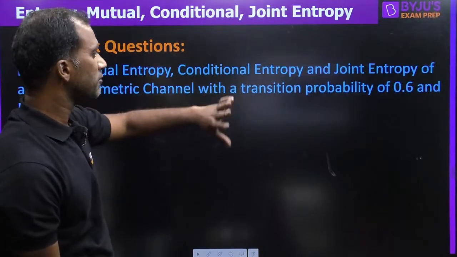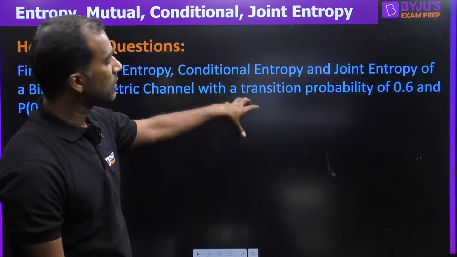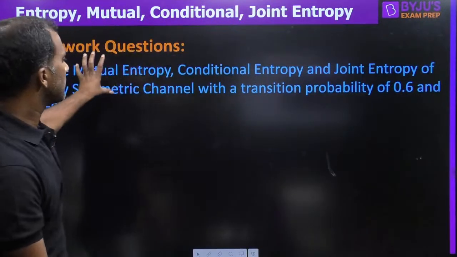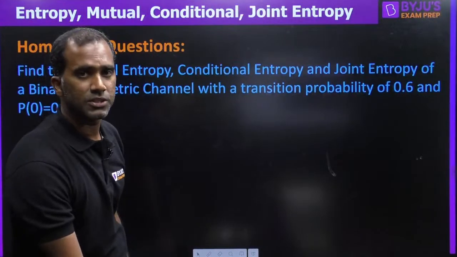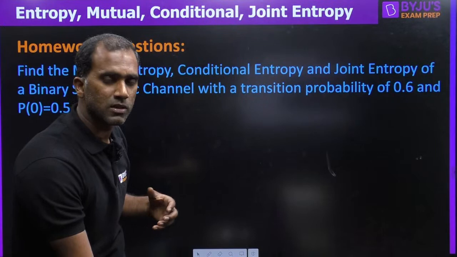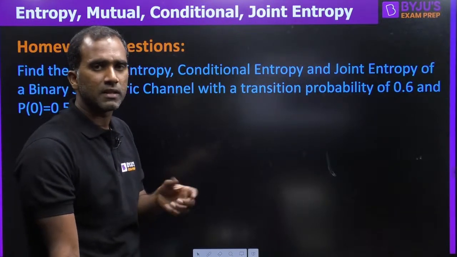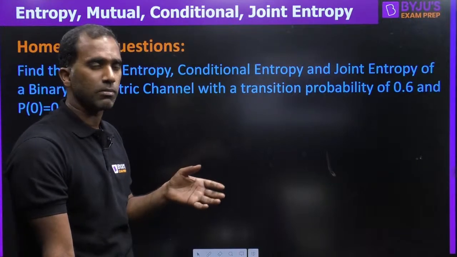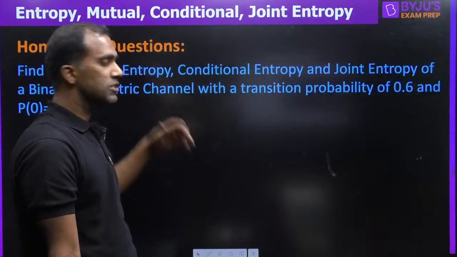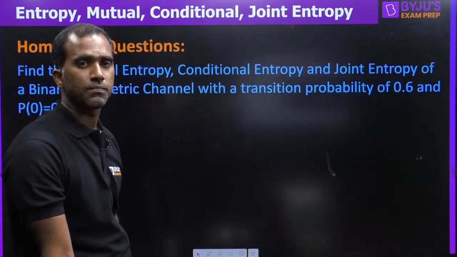With the transition probability of 0.6, you can draw the channel and figure out the probabilities that are given. Once you figure out the probabilities, apply the basics and the formulas that we have derived in today's session. Even if you don't know the formulas by heart, the way we derived them hardly took 4 or 5 minutes, so within half a minute you should be able to write the formula for joint, mutual or conditional entropy. So use that and find it.